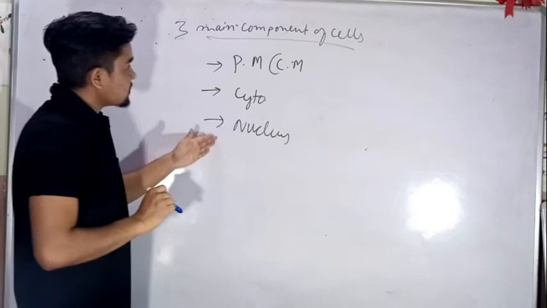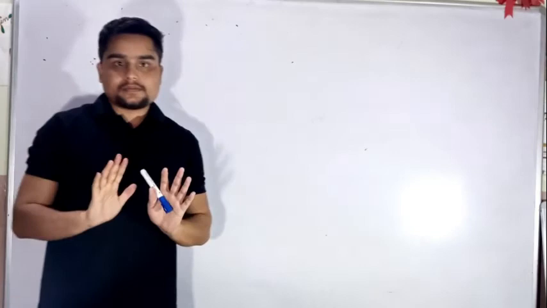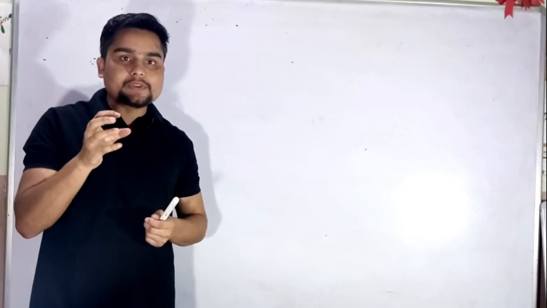Types of cells. Normally, when you say unicellular organisms and multicellular organisms, I am talking about the organism in terms of the number of cells present. Organisms are either unicellular or multicellular.